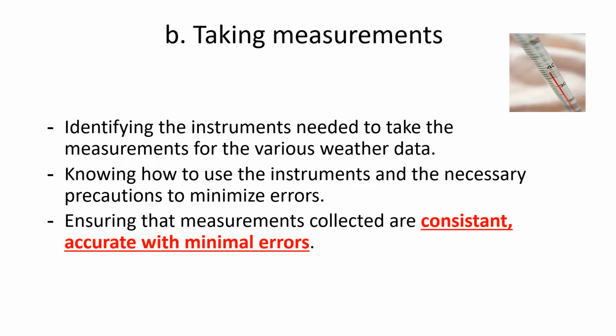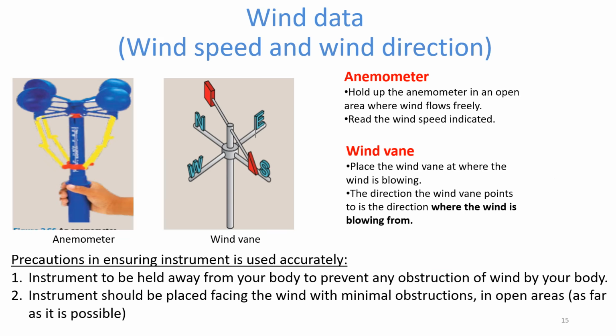So, in taking measurements, as said earlier, these are the 3 key things that we'll be looking at. In the collection of wind data, which can be understood in terms of wind speed and wind direction data, the 2 instruments to collect this data will be the wind anemometer, used to collect wind speed, and the wind vane, which is to collect wind direction. In the use of these 2 instruments, take note of the precautions on how this instrument should be used to ensure accuracy.